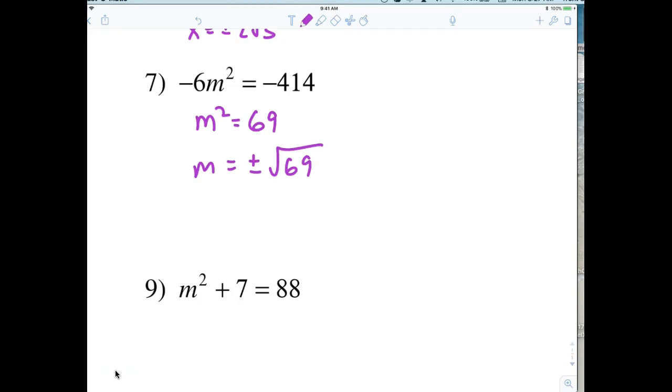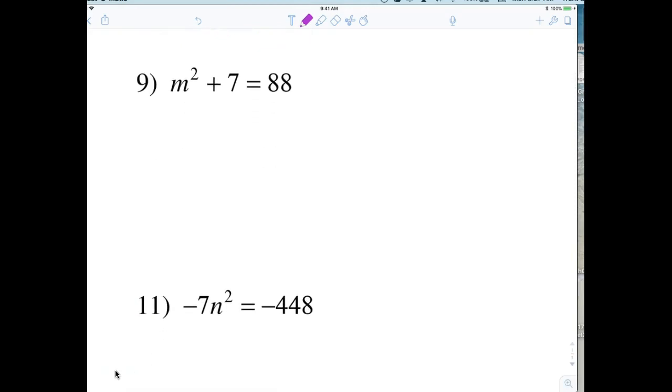All right, here we go. Number 9. M squared equals what? 81. So M is equal to plus or minus 9.